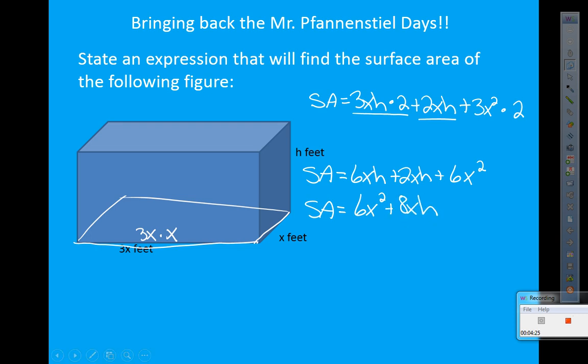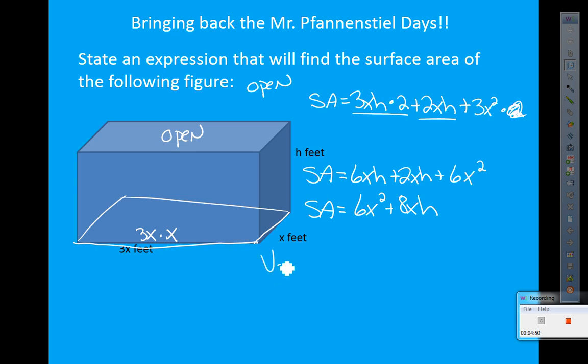Now what you'll have to do is be careful sometimes. Every now and then they'll say an open box. If it's open, we are always going to assume that means the top. So if that happened in this case, instead of 3x squared times 2, I would lose that 2. That would change it to 3x squared plus 8xh.